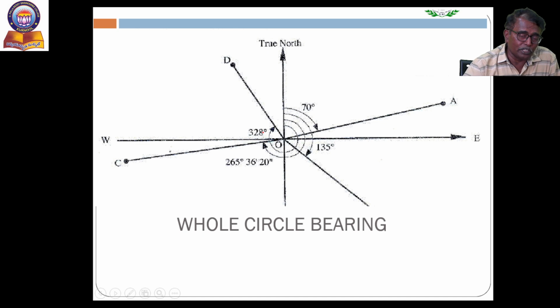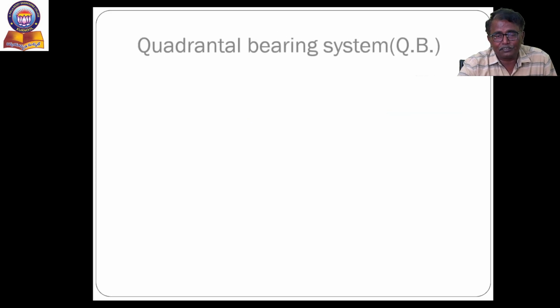This is only an example. So if the line is lying in the first quadrant, the range of the value will be 0 to 90 degrees. If it is lying in the second quadrant, its value is 90 to 180, in the third quadrant it may be 180 to 270, and in the fourth quadrant it may be 270 to 360 degrees.